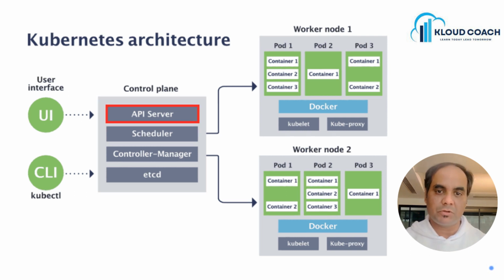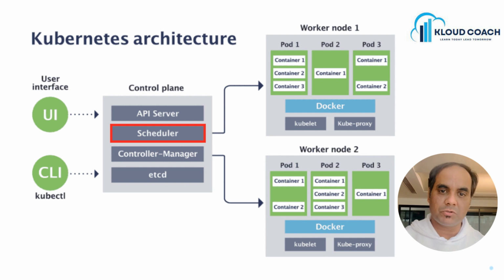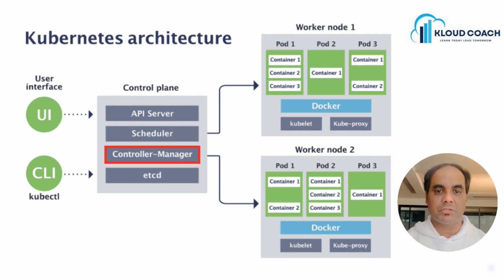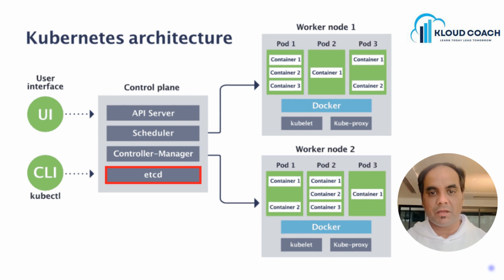The API server serves as the front end for the Kubernetes control plane, allowing users to interact with the cluster. The scheduler is responsible for assigning workloads to nodes based on resource availability and requirements. The controller manager is the brain behind maintaining the desired state of the cluster, constantly monitoring and reconciling any deviations from the defined configurations. And underlying all these components is etcd, a distributed key value store that acts as the cluster's memory, storing all critical information about the cluster's state.